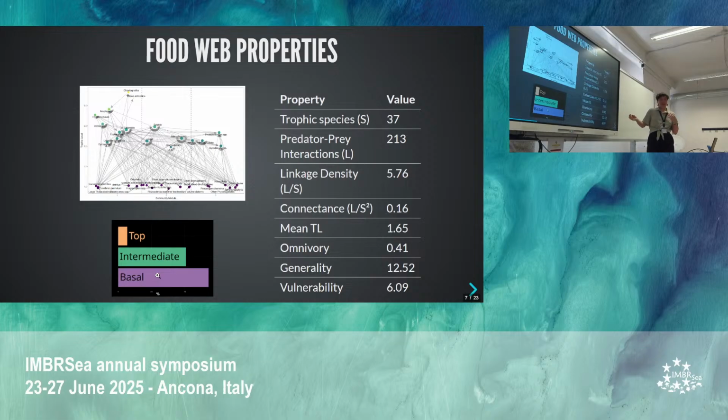The definition of a trophic level is the distance of the species to the basal species. And the omnivory level is 0.41, meaning that 41% of the species eat or have prey from more than one other trophic level. Generality and vulnerability also refer to prey and predator. So a generality of 12.52 means that each species on average has 12.52 possible prey species, and with a vulnerability of 6.9, each species has 6 possible predators in this system.